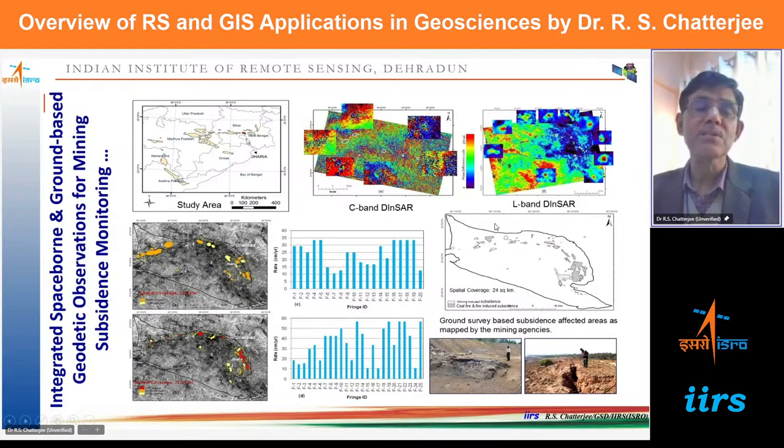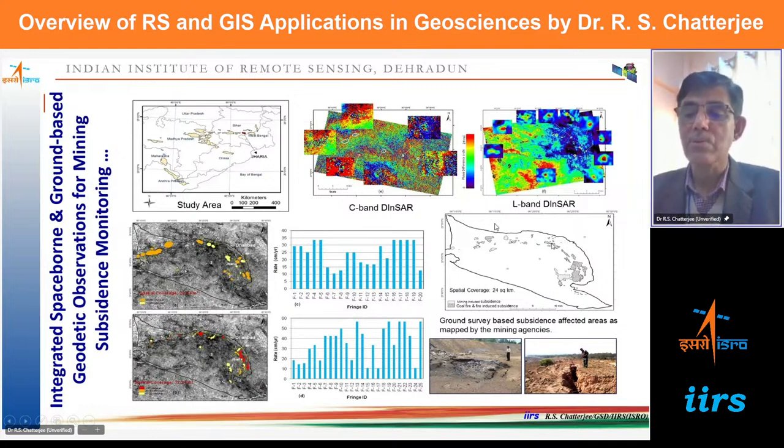But there are, to a great extent, it is under control. And there are many areas where roof collapse or land subsidence is happening. So we have made an attempt to study the status of the land subsidence using a multi-frequency approach, using C-band and L-band. And we have identified the areas affected by land subsidence and the rate of subsidence.